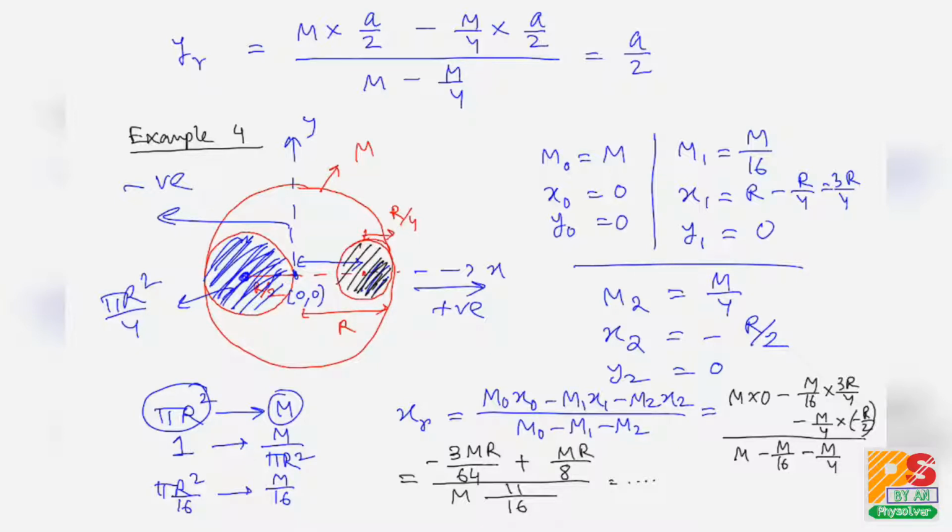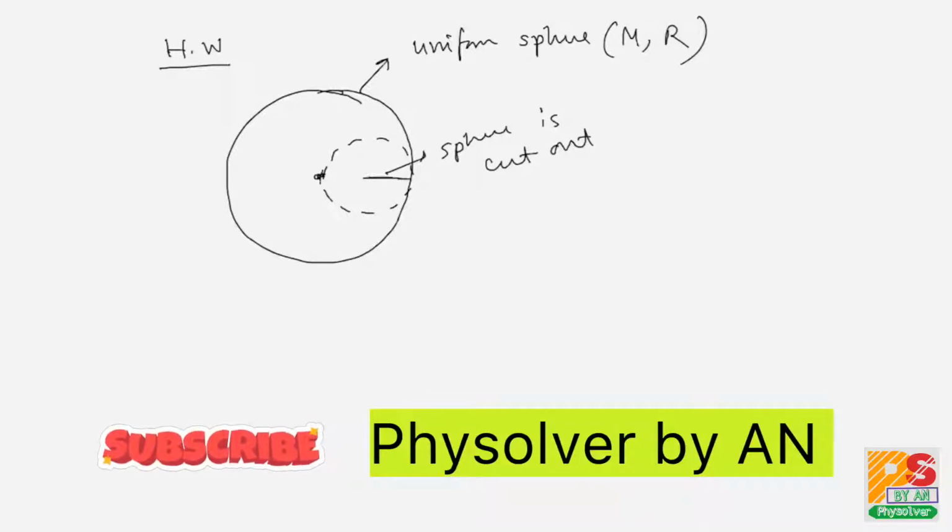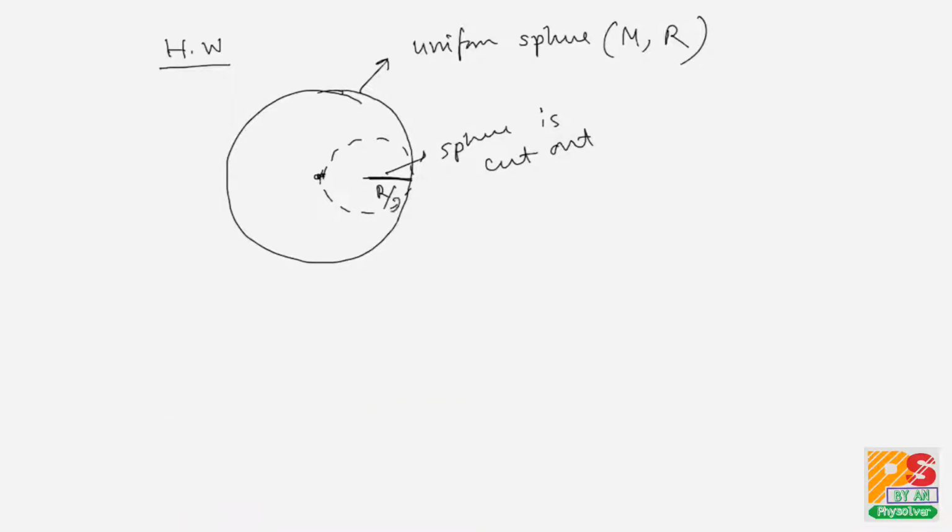Now that's the procedure. I hope you understand my objective. And for homework I can give you a problem. Suppose this is not a disk, but a uniform solid sphere of mass say m and radius say r, and from this uniform solid sphere another sphere is cut out. This sphere is cut out. It has a radius of what? It has a radius of r by 2, right? Now you have to find the center of mass of the remainder.